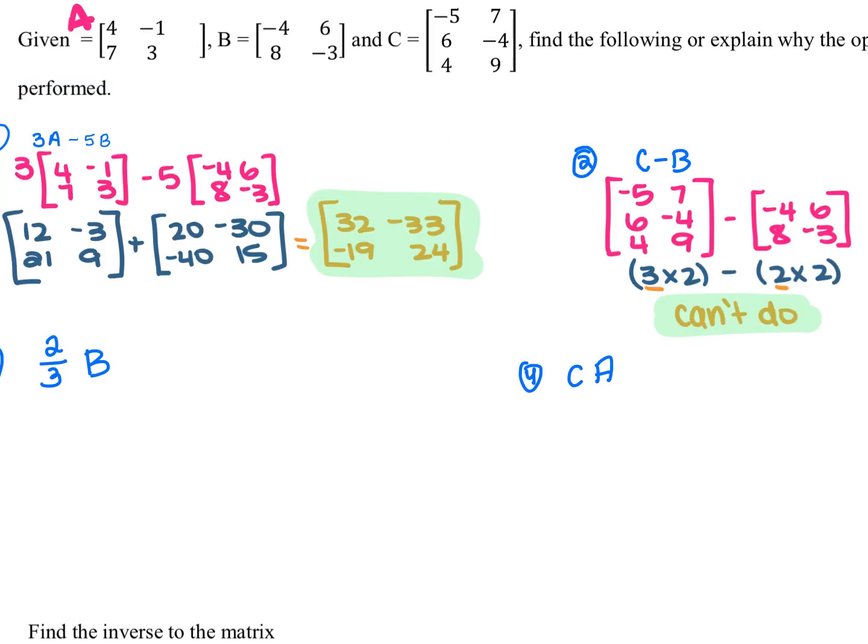For number 3, you are doing 2/3 times B. So B, we said, is the negative 4, 6, 8, negative 3. So you're going to do 2/3 times that. So the 2/3 times negative 4 is going to be negative 8 over 3. The 2/3 times 6 is 2 times 2, which is 4. 2/3 times 8 is 16 over 3. And 2/3 times negative 3 is just 2 times negative 1, which is negative 2.